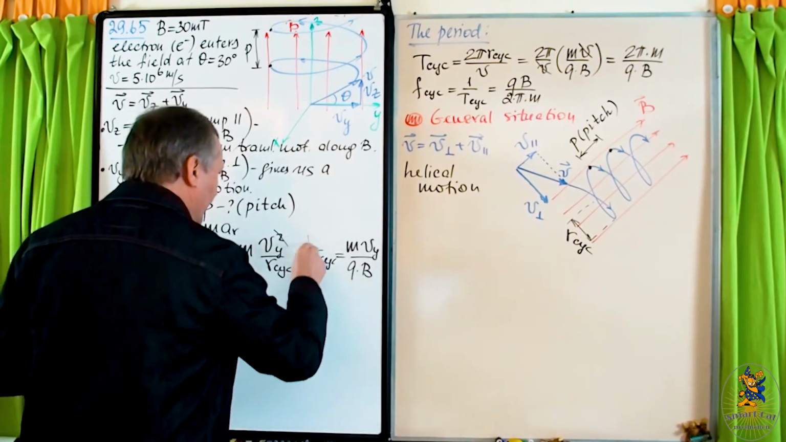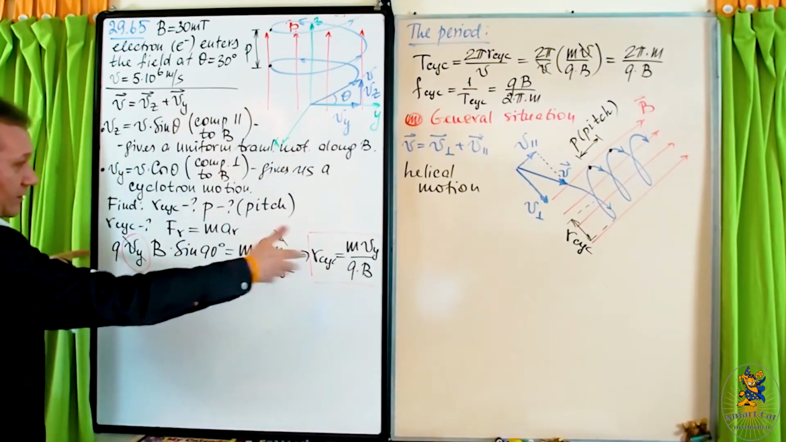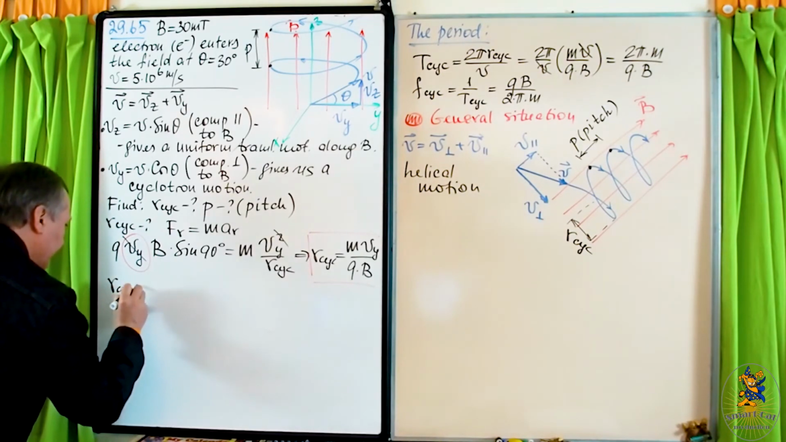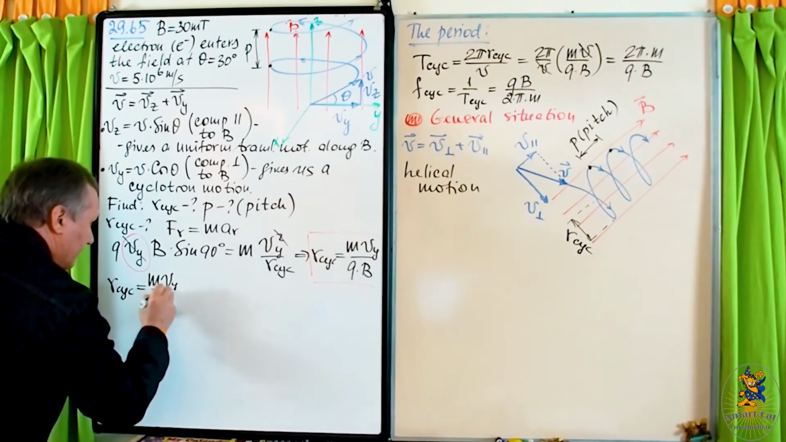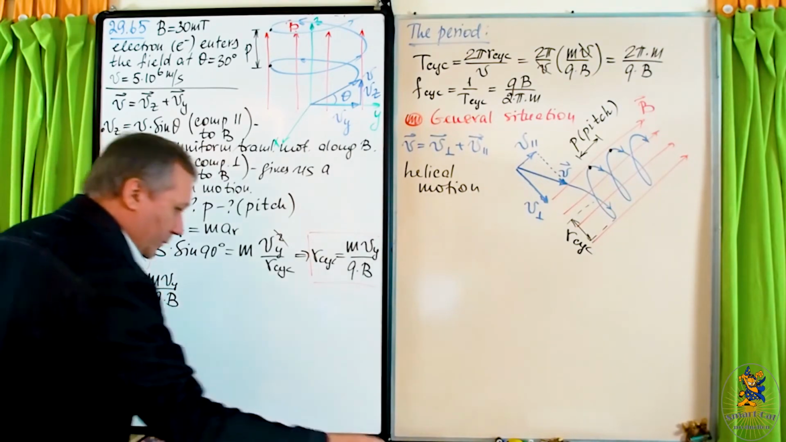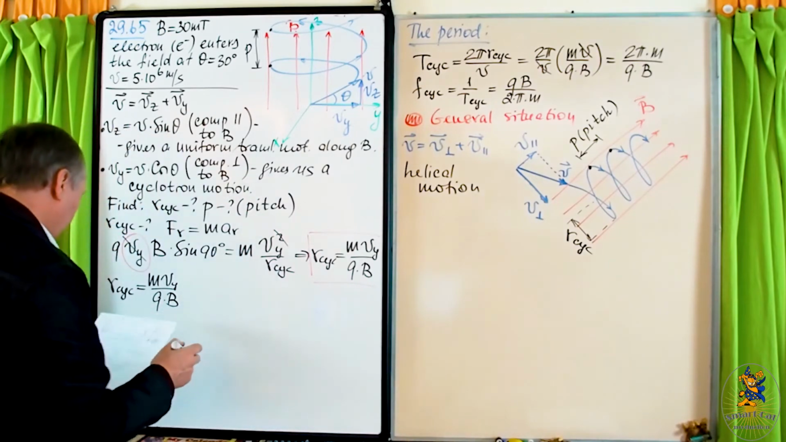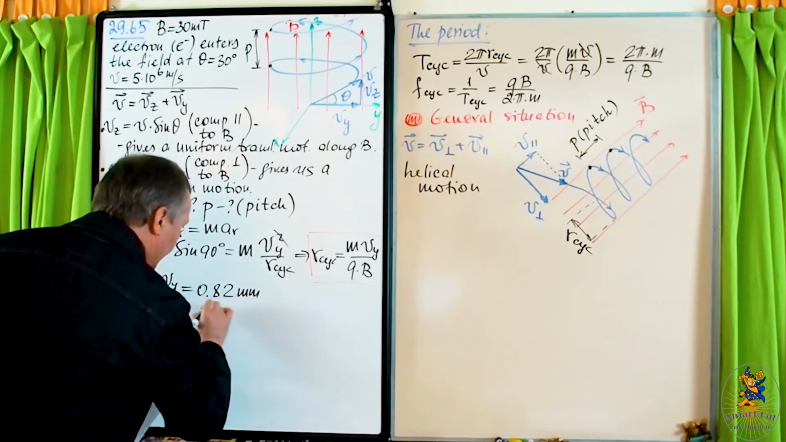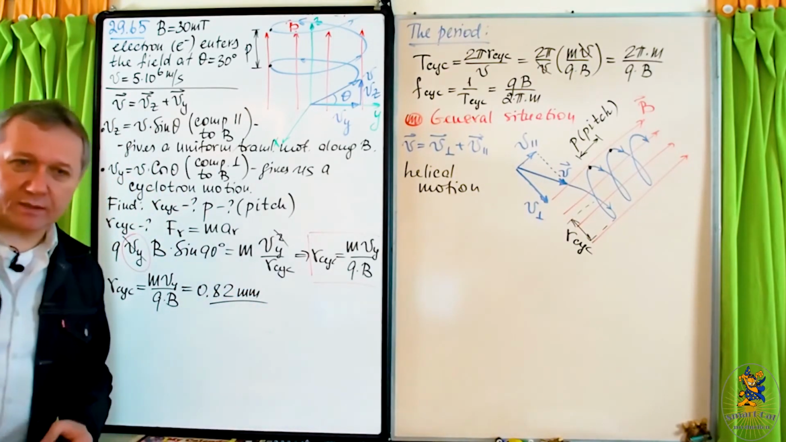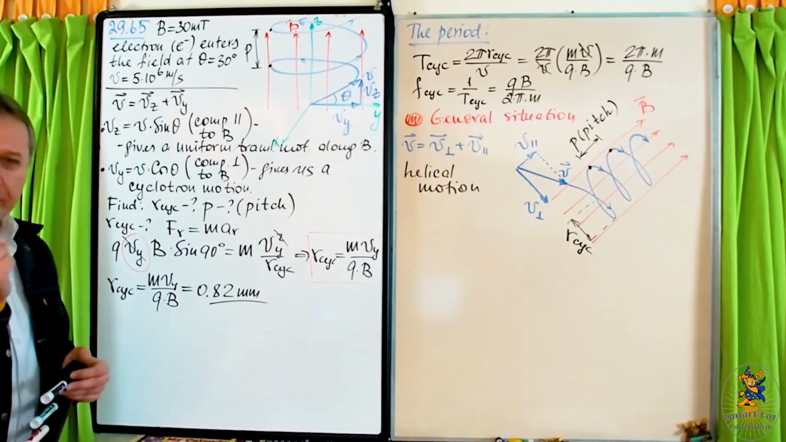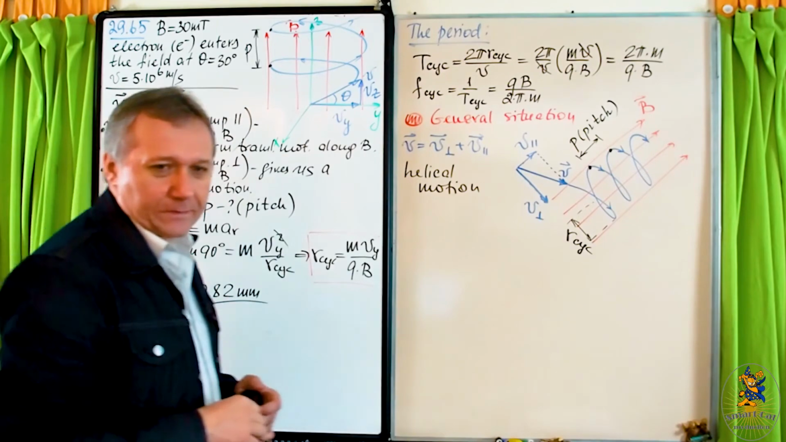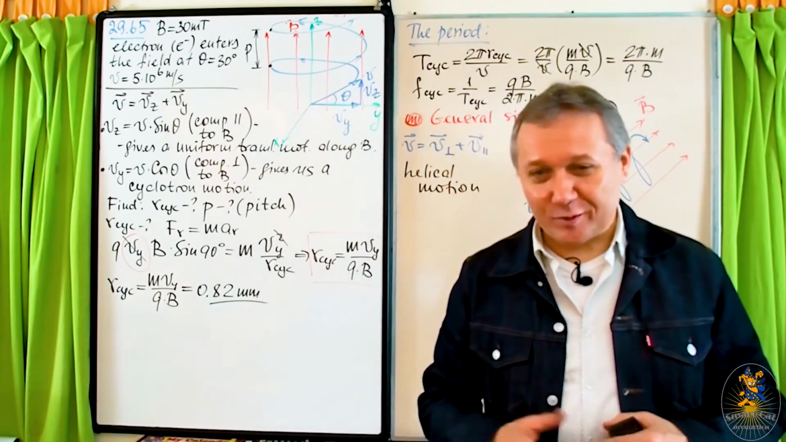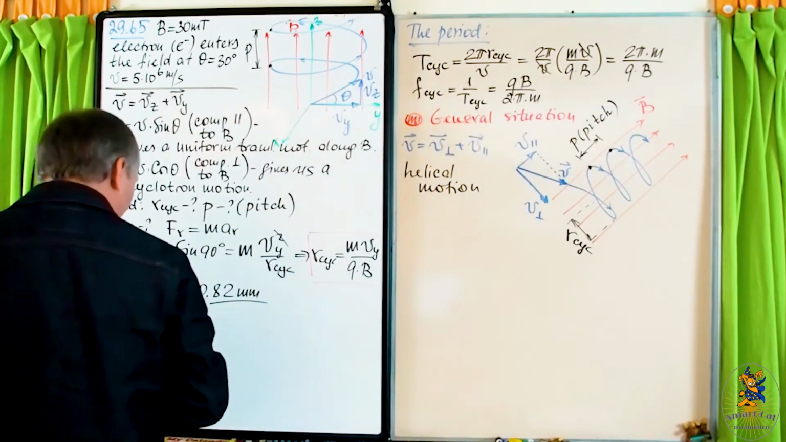Okay, so that's the formula which I just erased, but now we can easily derive it. We easily derived it. And so now we plug in numbers. Okay, I'm not going to plug in numbers. I will just write down the answer. It will be 0.82 millimeters. So less than a millimeter. So the particle is going to move along a circle with a radius of less than a millimeter, 0.8 millimeters.